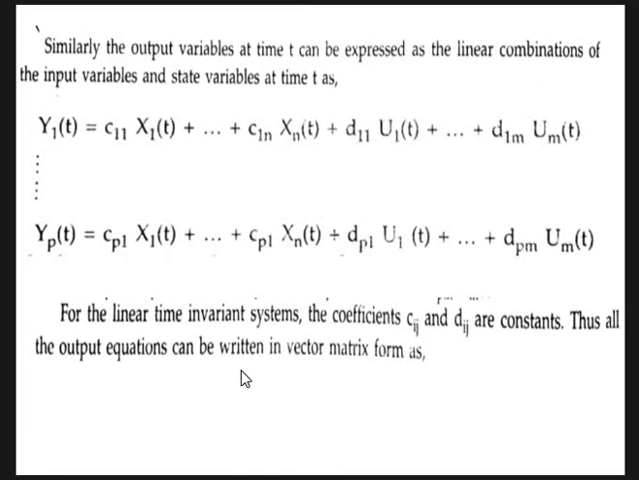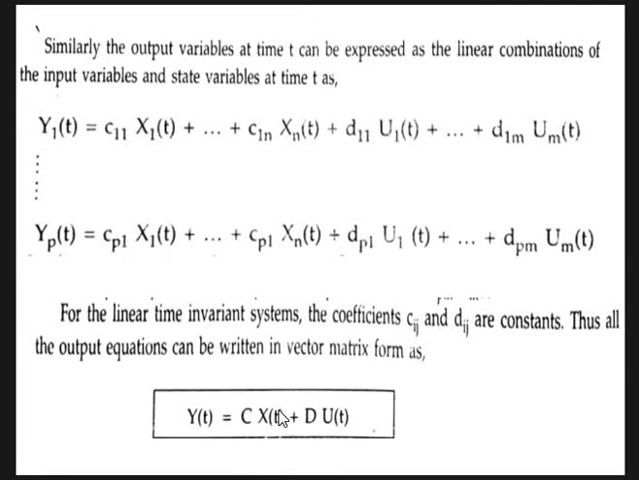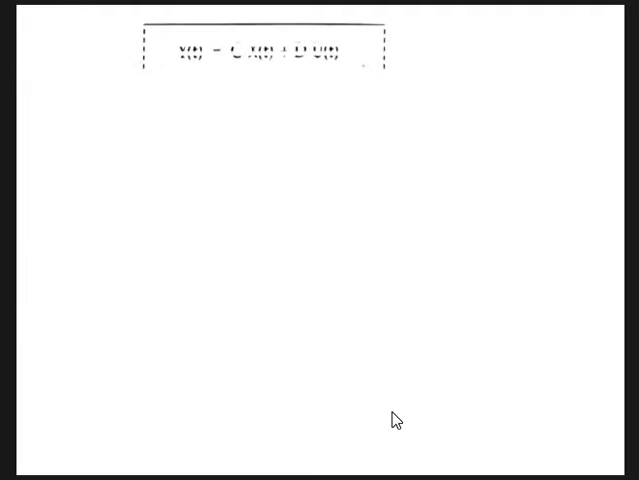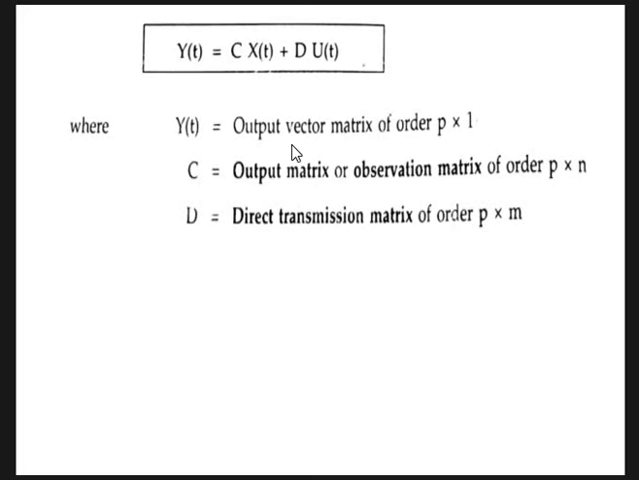This also can be represented in a single statement or single format as y of t is equal to C into x of t plus D into u of t. This is the second equation, where y of t is the output vector of order p into 1, C is the output matrix or observation matrix of order p into n, and D is the direct transmission matrix of order p into m.